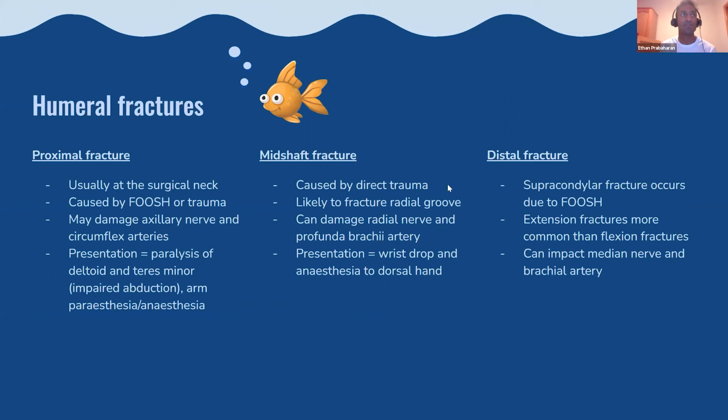With our distal humerus, you can fracture any part of the humerus, but depending on the part that you fracture, there are going to be different structures at risk. Now, we talked about shoulder dislocation last week, and the consequences of shoulder dislocation are very similar to the consequences of a proximal fracture. So they're usually at the surgical neck of the humerus, which is just below the tubercles and the ball that makes up the ball and socket joint. And they're typically caused by trauma or falling on an outstretched hand. And it's the same structures at risk, the axillary nerve and the circumflex arteries.